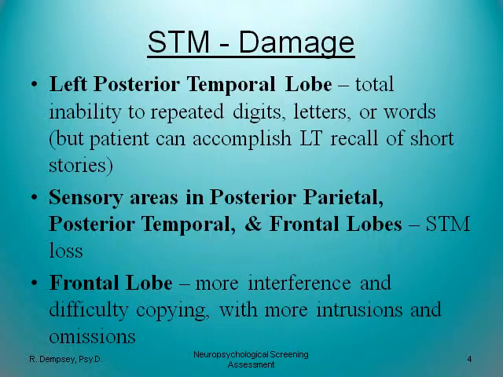And short-term memory damage, some of the things that you can look at: damage of the left posterior temporal lobe, total inability to repeat digits, letters or words, but the person can accomplish long-term recall of short stories. Sensory areas in the posterior parietal, posterior temporal, and frontal lobes, you would have short-term memory loss. And frontal lobe, there's more interference and difficulty coping, and more intrusions and omissions.